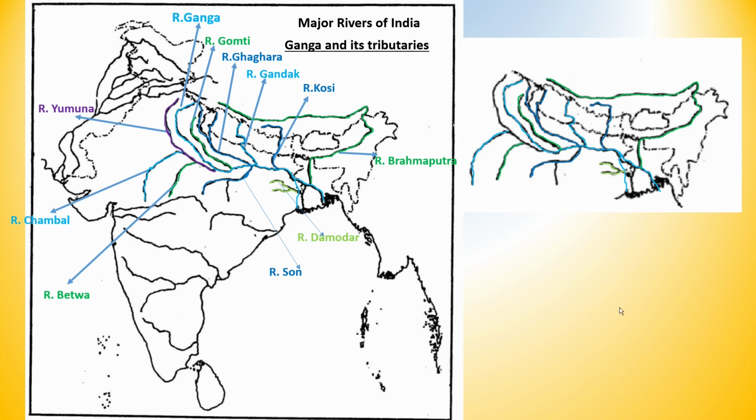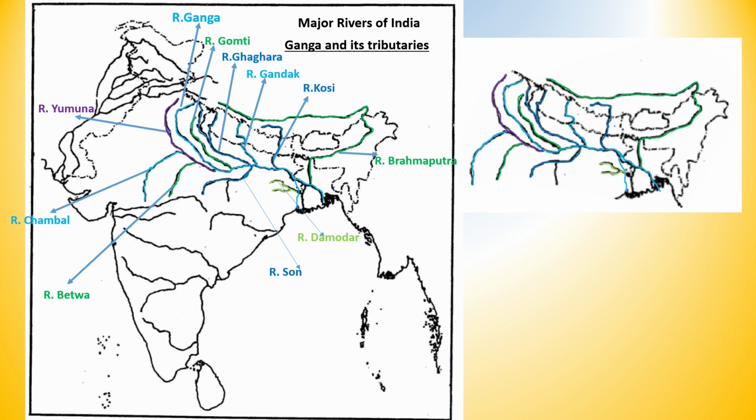for Yamuna. Yamuna is the main tributary of Ganga. So Yamuna's length is from Yamunotri, that is the source. From there you draw it, join with the first tributary, that is Chambal, then second tributary Betwa, and then the main river, that is Ganga. And this is the junction of Ganga Yamuna, known as Prayagraj or Allahabad.